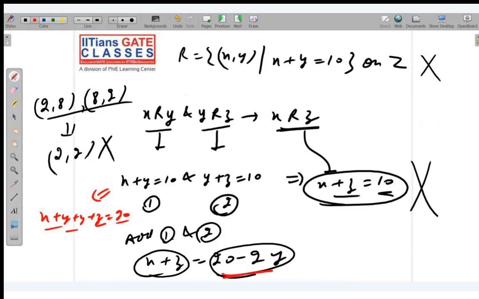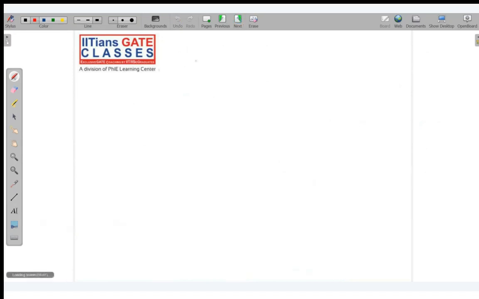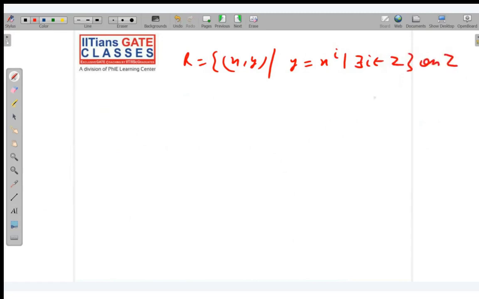Okay, so let me jump to the next slide now. The next question is the same. R is equal to (x, y) such that y is equal to x power i, such that there exists i belonging to Z, on Z, that means integers. So how will we check whether it is transitive or not? Sometimes we may completely get blanked in the GATE exam. No need to face any kind of problem. These are very easy questions. So what should we do? Simply apply the definition. You will get the answer.